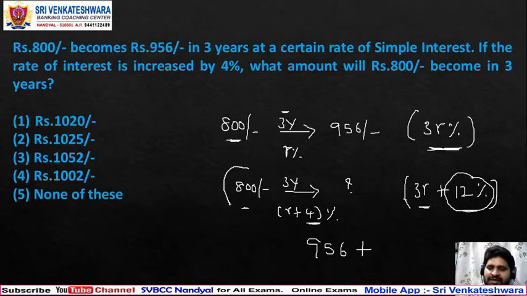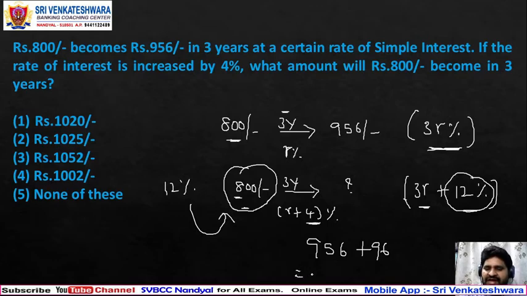The 12% we have to pay on the sum. 12% we have to pay on 800. What is 12% of 800? Each 1% is 8. 12%, 12 eights are how much? 96. So if I add it, 956 plus 96, which is 1052.